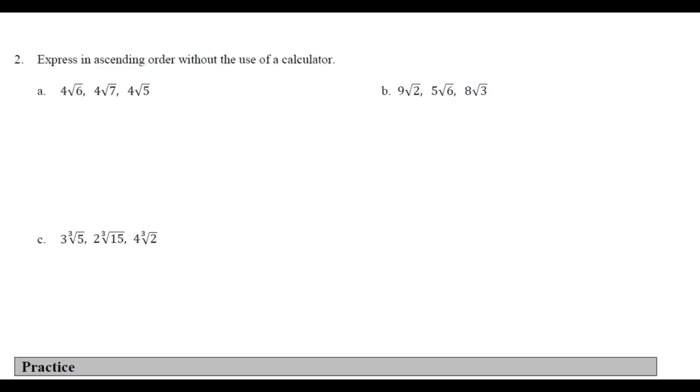Let's first show them all as entire radicals. They're all square roots, but, actually, no, in this one, do we even need to show them as entire radicals? No, because all of the coefficients are the same. So it's all 4 times something. So obviously, root 5 is smaller than root 6, which is smaller than root 7. So we started a little too easy on this one.